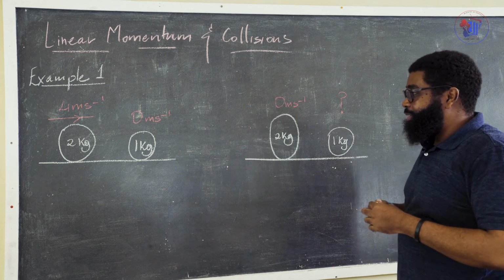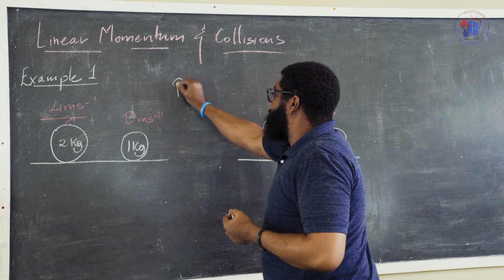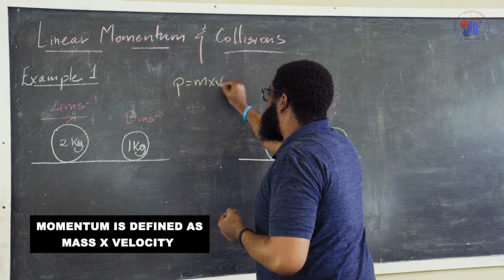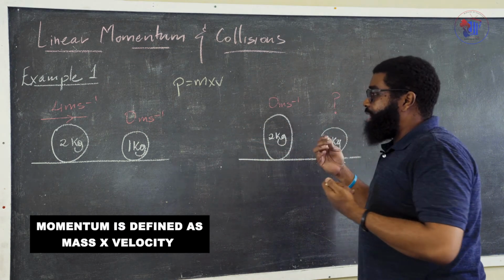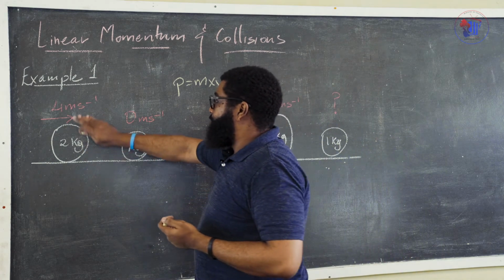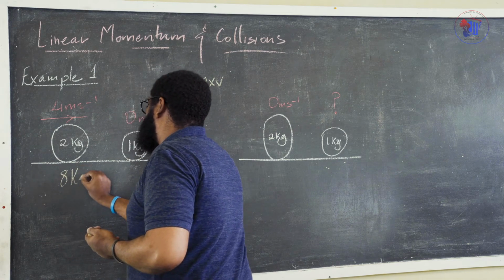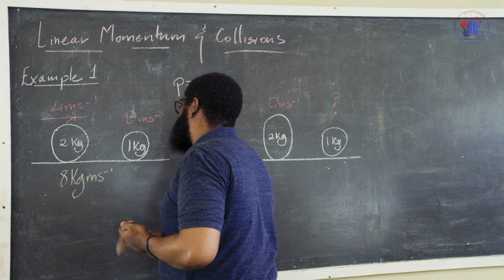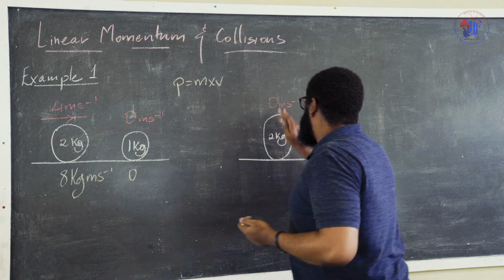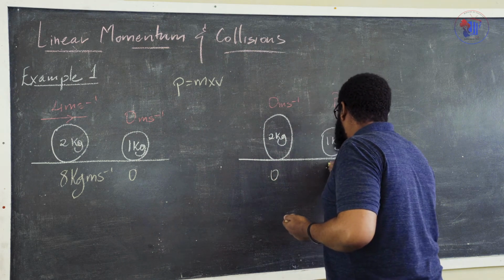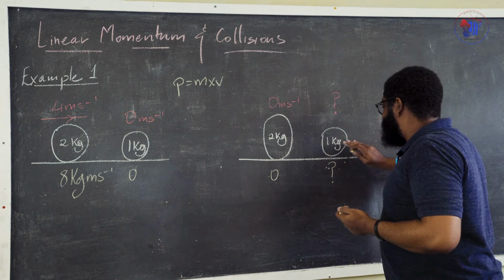Well, let's find out. So if we remember from last lesson, we define momentum as mass by velocity. It would imply that each object in this entire scenario has a momentum, mass by velocity. 2 by 4 is 8 kilogram meters per second. Well, 1 by 0 is 0, 2 by 0 is 0, and we have no clue what happens here because we do not know the velocity.